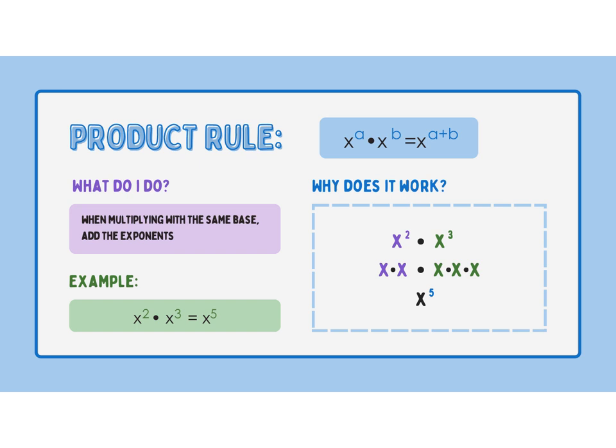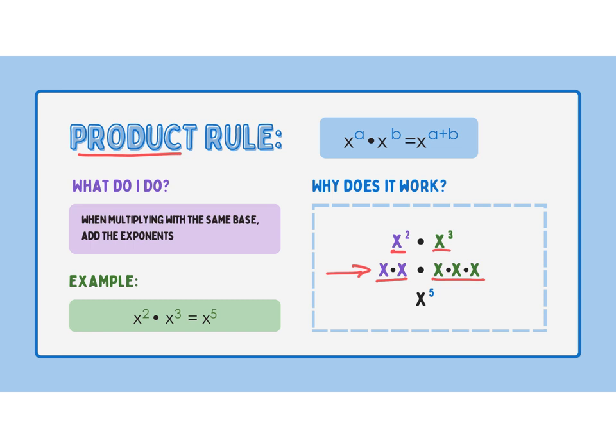Starting with the product rule. The product rule simply means when we're multiplying exponents with the same base, we look and we see our base is the same. This means we have 2 x's. This means we have 3 x's, and we can clearly see that we would add those x's together. So the product rule means you add your exponents together.